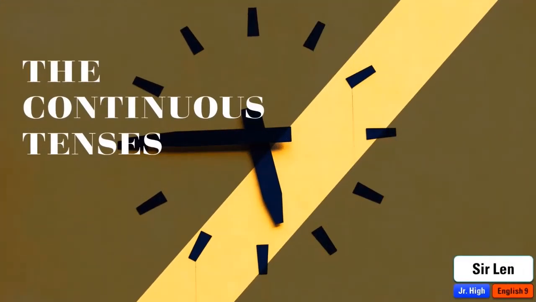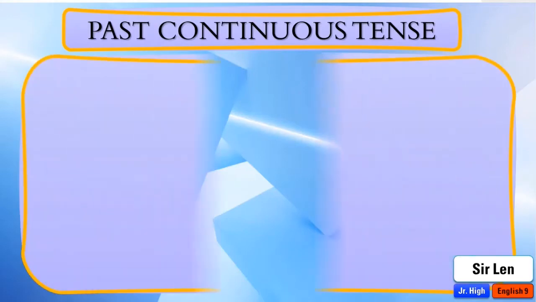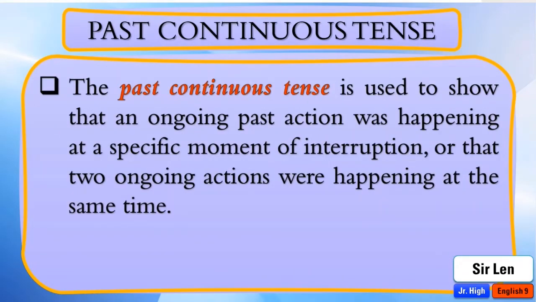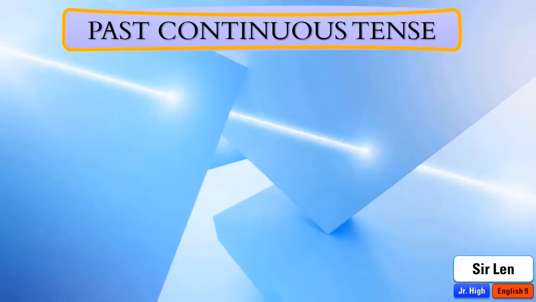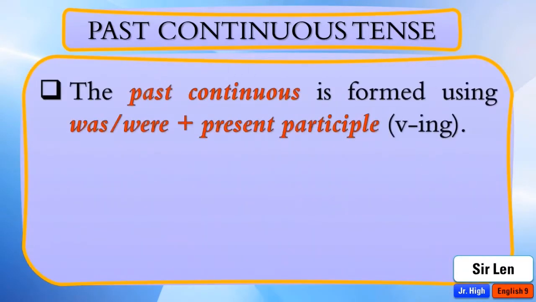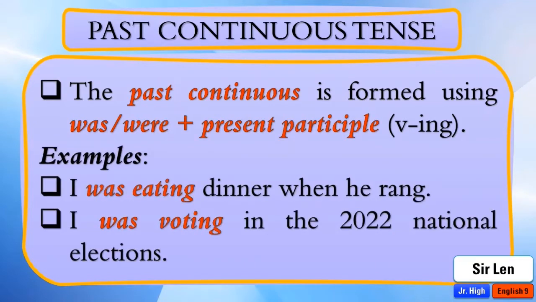The continuous tenses. The past continuous tense. The past continuous tense is used to show that an ongoing past action was happening at a specific moment of interruption or that two ongoing actions were happening at the same time. Past continuous tense is also called the past progressive tense. It is formed using was or were plus present participle or verb ing. Examples: I was eating dinner when he rang. I was voting in the 2022 national elections.